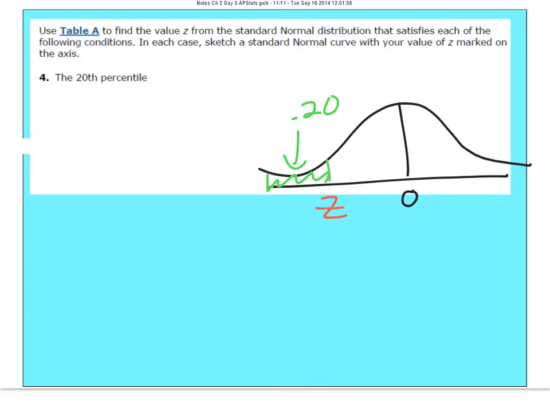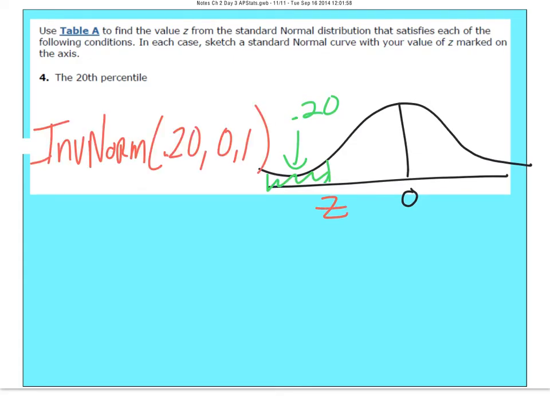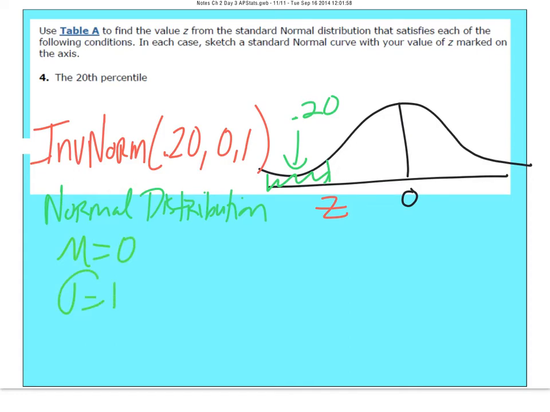So if I just do inverse norm on that, all we have to do is type in, again, the 20%, 0 and 1. Let's cover ourselves with calculator speak and say it's a normal distribution. I'll state the mean is 0, standard deviation is 1. When you do that calculation, what we're going to get for that z-score is negative 0.84. Again, use the gut instinct. That does seem reasonable, and that's how many standard deviations the 20th percentile is from the mean.